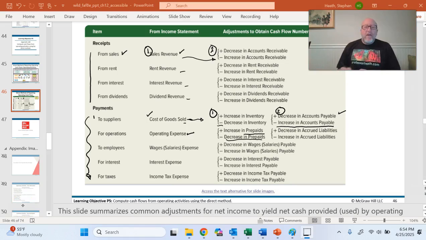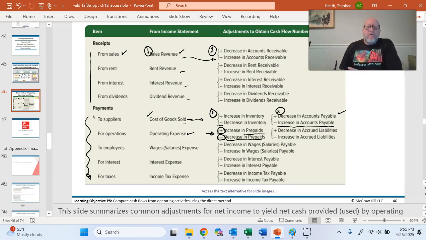Okay, one more time. An increase in prepaids is a use of cash. A decrease in prepaids is a source of cash, right? If I am lowering my prepaids, it means that I am receiving something without paying for it, and therefore it is a source of cash. What gets me tripped up every time are the pluses and minuses. So again, we are saying we are increasing the use of cash. And here we're saying we are decreasing the use of cash.